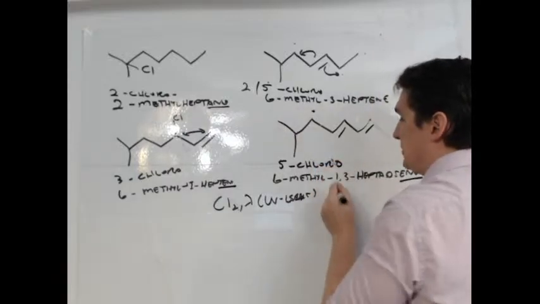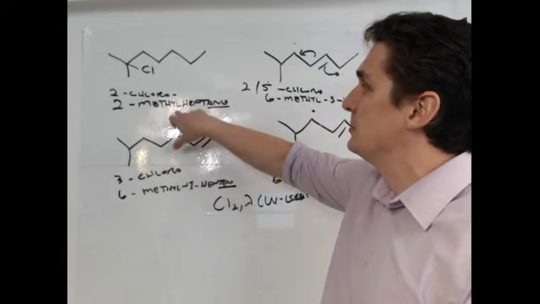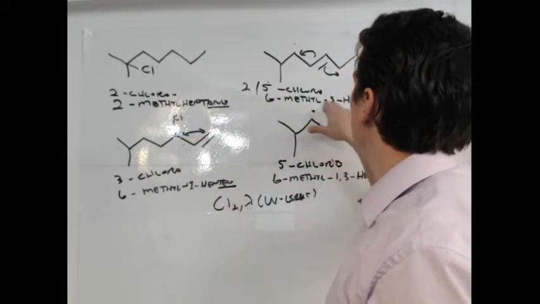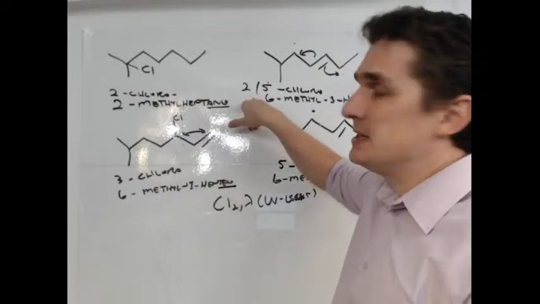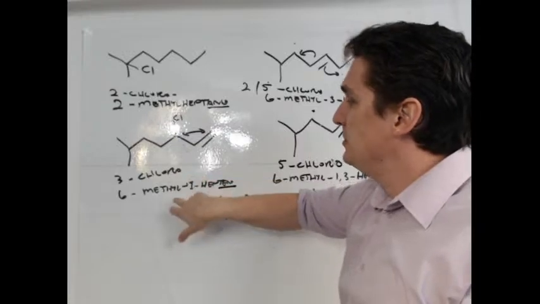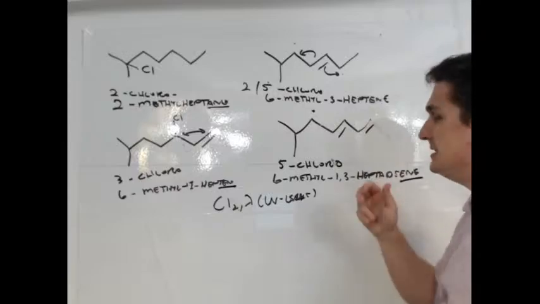So that's the first set of points on the discussion board. Can you name the products? 2-chloro-2-methylheptane, 2-chloro-6-methyl-3-heptene, or 5-chloro-6-methyl-3-heptene. You get both in this case. There's no reason to favor one over the other. In this case, you get primarily 3-chloro-5-methyl-1-heptene. In this case, you get 5-chloro-6-methyl-1,3-heptadiene.